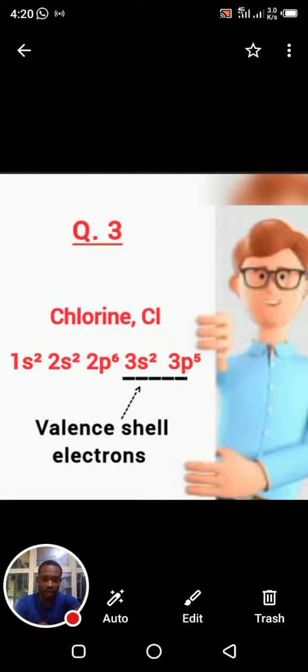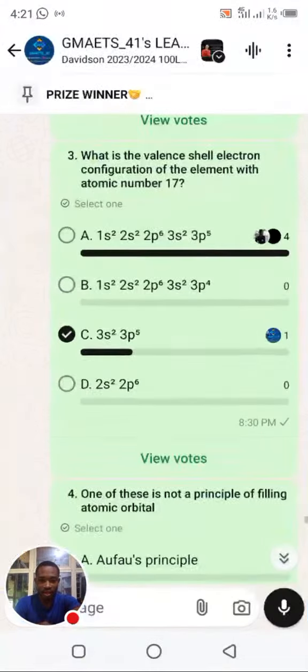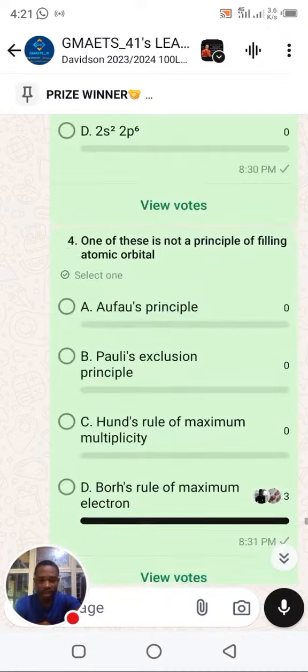So now question number 3, chlorine. The normal electronic configuration, using the subshell format, is 1s2, 2s2, 2p6, 3s2, and then 3p5. You can see that I underlined 3s2 and 3p5. And I call that the valence shell electrons. So that valence shell electrons, you just have to check, you have 2 and 5 there. So the 3s2 and 3p5 is the outermost shell. So that's the electron configuration as the examiner requested. The correct answer once again is option C, selected. Now let us move on to question number 4.